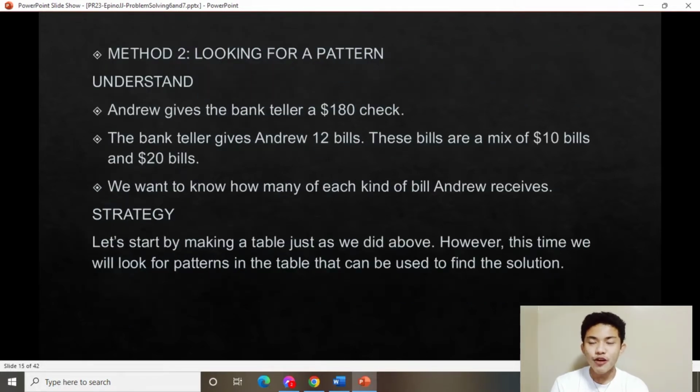Method 2, looking for a pattern. First is to understand. Andrew gives the bank teller a 180 check, and the bank teller gives Andrew 12 bills. These bills are a mix of 10 bills and 20 bills. He wants to know how many of each kind of bill Andrew receives. Let's start by making a table just as we did above. However, this time, we will look for a pattern in the table that can be used to find the solution.